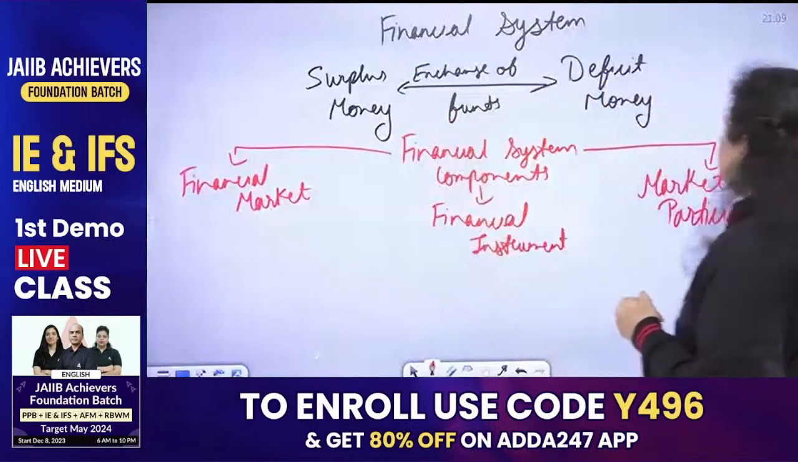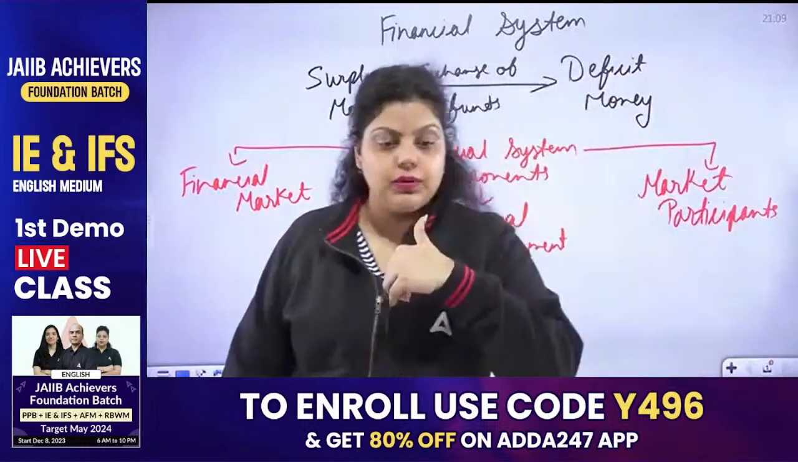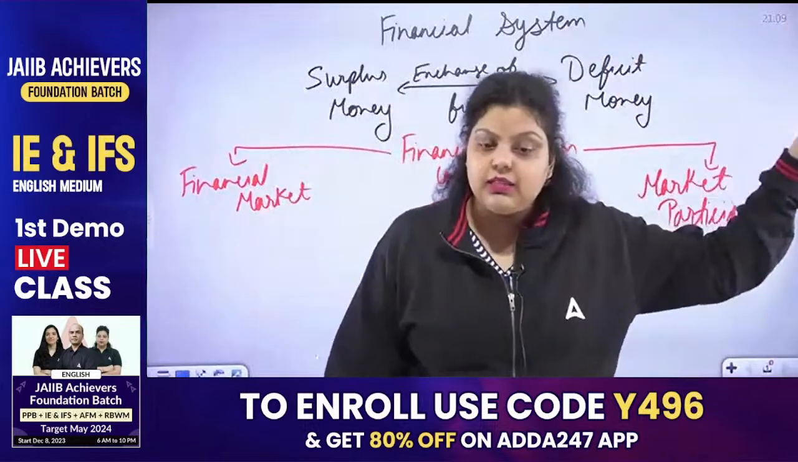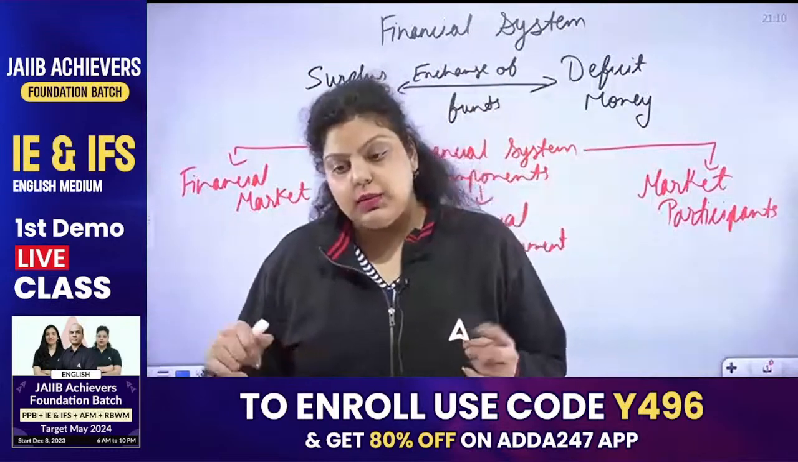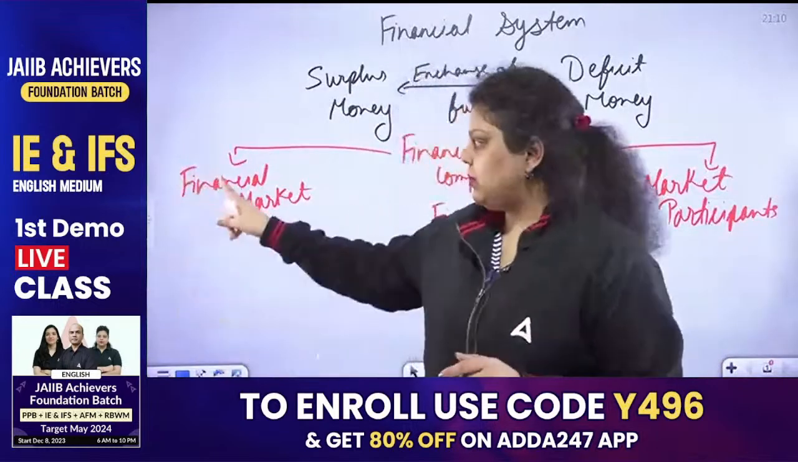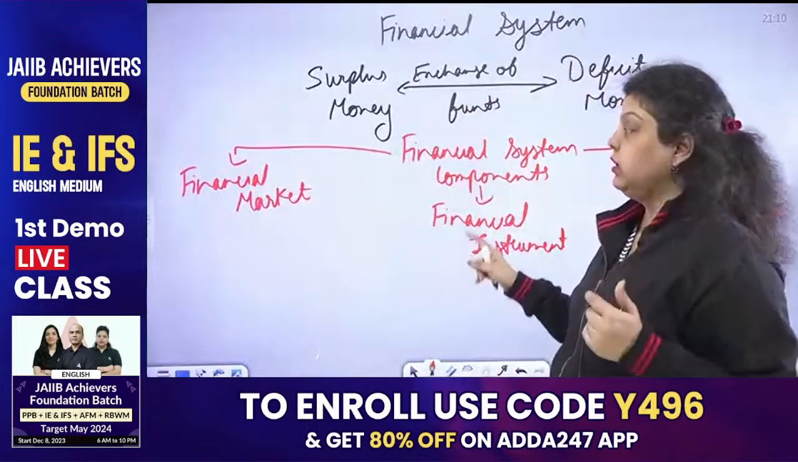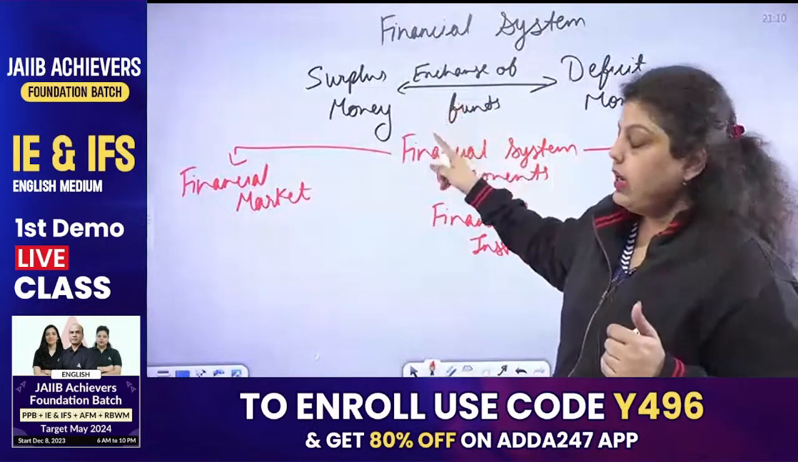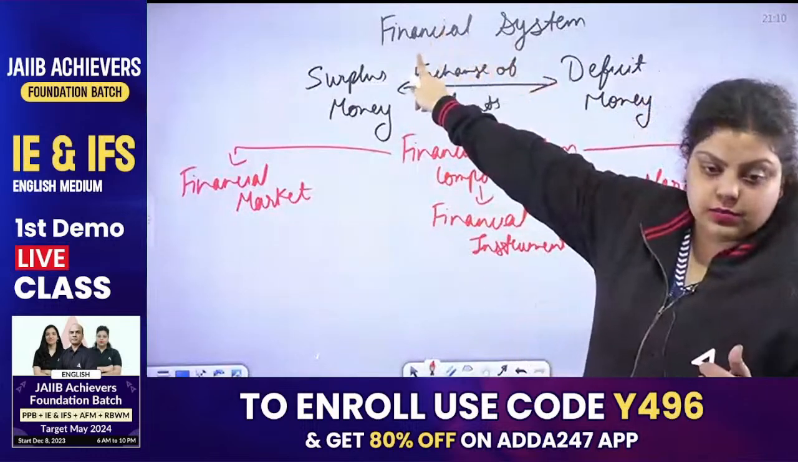Okay. Now, who are market participants? You are a market participant. I am a market participant. The government is a market participant. RBI is a market participant. Adda 24/7 is a market participant. All of us are market participants. We participate in the financial market and exchange financial instruments to fulfill our needs of funds. And all this process is known as the financial system.